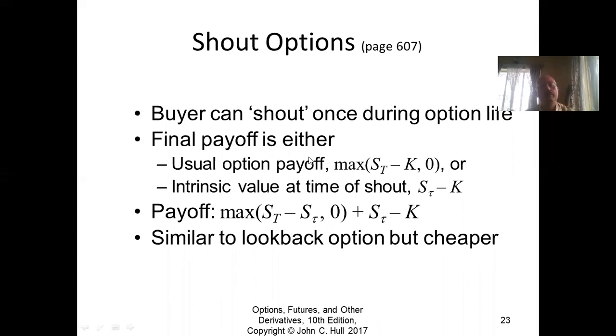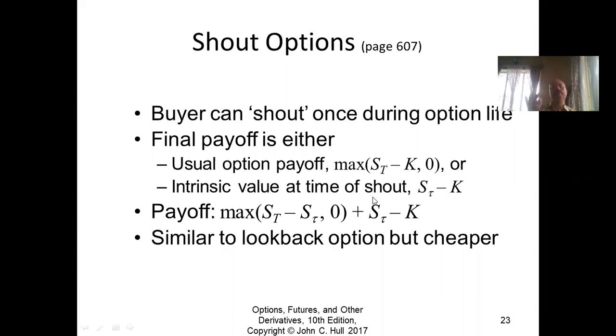So the final payoff is either the usual option payoff, which is the maximum of ST minus K and 0, or the intrinsic value at the time of shout. Whichever is more, you will get that. So, sorry, you get the total thing. So the payoff is the maximum of this gap.